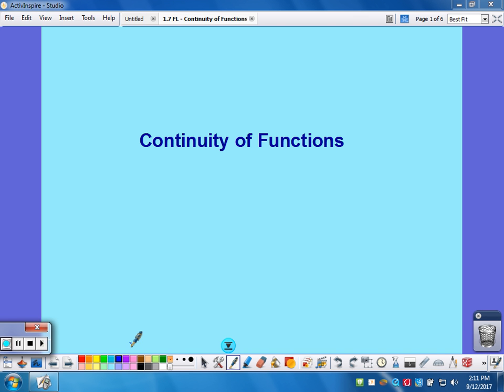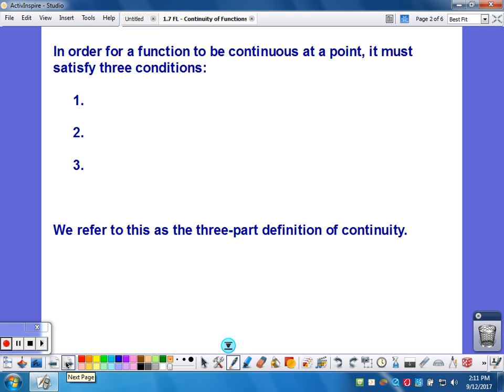So today we want to talk about continuity of functions. What does it mean for a function to have continuity at a point? Or in other words, what does it mean for a function to be continuous? In order for a function to be continuous at a point, it must satisfy three conditions.